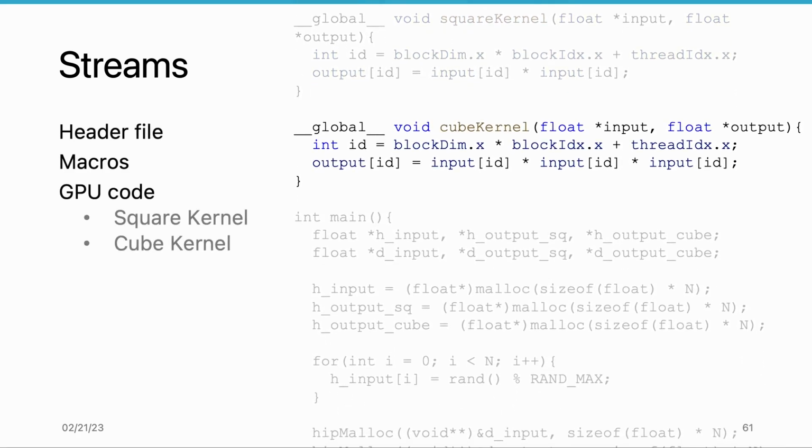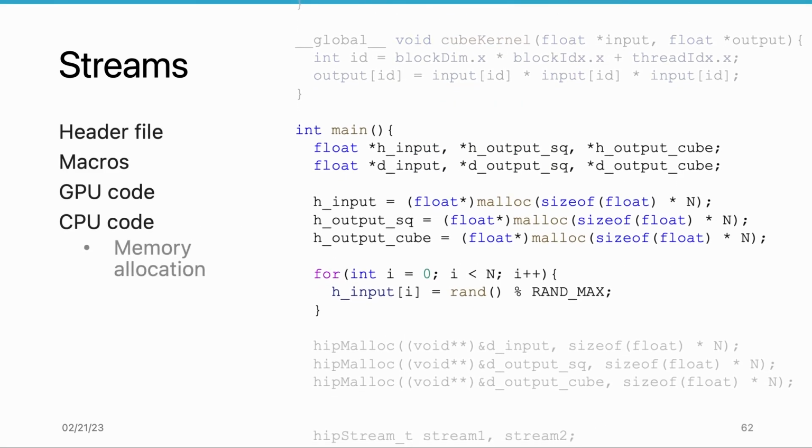Similar to the square kernel function, the cube kernel function also takes two input arguments, input and output. The cube kernel function computes the thread ID and performs the computation by cubing the input value at the current thread ID. The result value is then stored in the output array at the same index as the input value.